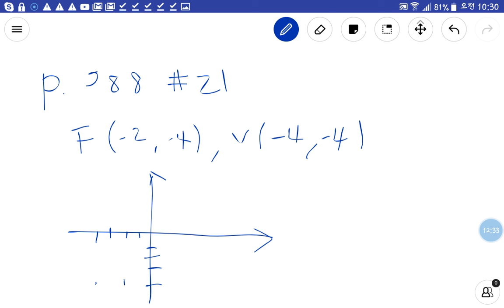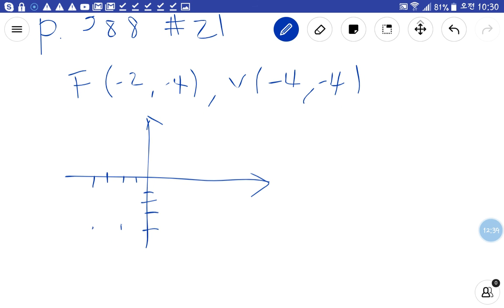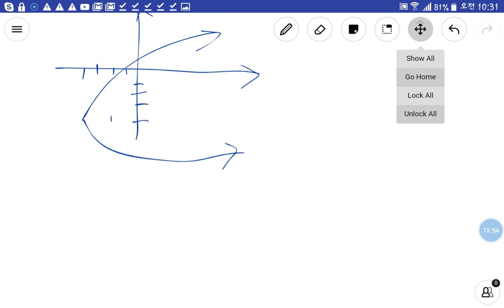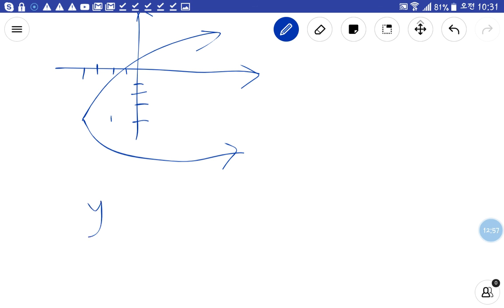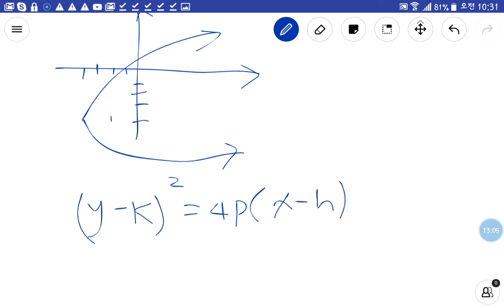Look, we always said that the focus needs to be within the graph. So, starting with your vertex right here, your parabola needs to look like that. It opens right this time. So what is going to be the standard equation of this parabola? (y minus k) squared equals 4p times (x minus h), right? We already know the h and k, so we don't have any problem for now. We have to find out p.